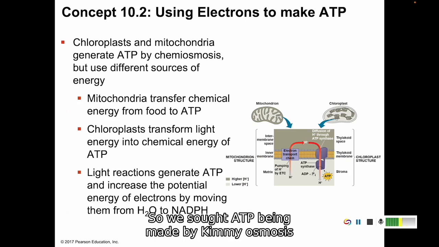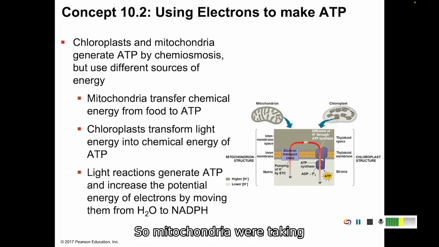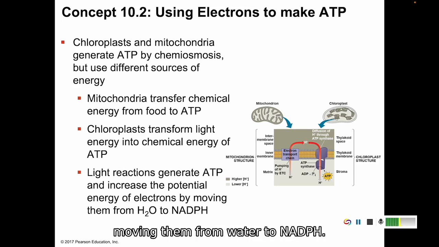So we saw ATP being made by chemiosmosis in both chloroplasts and mitochondria using different sources of energy. Mitochondria were taking chemical energy from food to make ATP, and chloroplasts are taking light energy from the sun to make chemical energy of ATP. So light reactions make ATP and can increase the potential energy of electrons by moving them from water to NADPH.